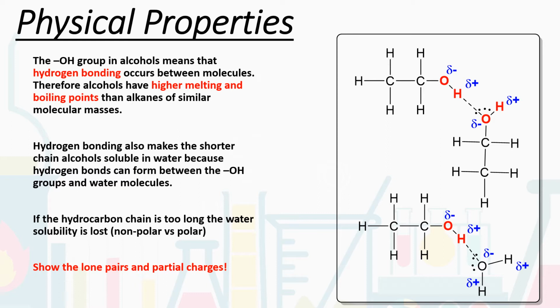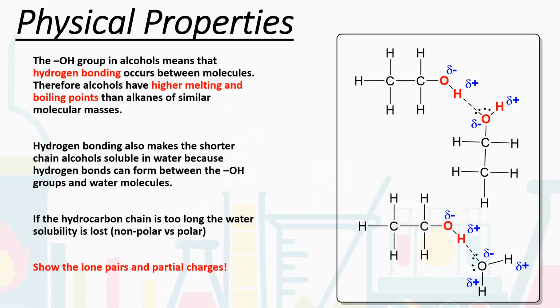So alcohols therefore have higher melting and boiling points than alkanes of a similar molecular mass because they have these extra intermolecular forces. Now, hydrogen bonding also makes the shorter chain alcohols soluble in water because the hydrogen bonds can form between the OH group of the alcohol and the water molecules, but it's very dependent on how big the alcohol is. So the smaller chain alcohols, because an alcohol is made up of our polar OH bond and our non-polar alkyl chain, if that alkyl chain becomes very, very large, then the non-polar part of that molecule dominates and it wouldn't be soluble in water.